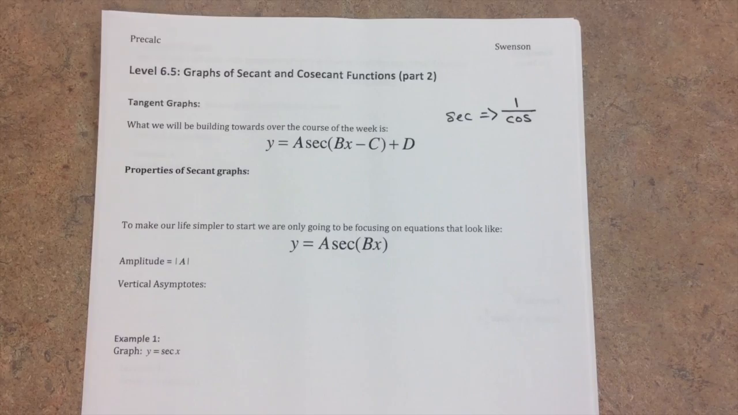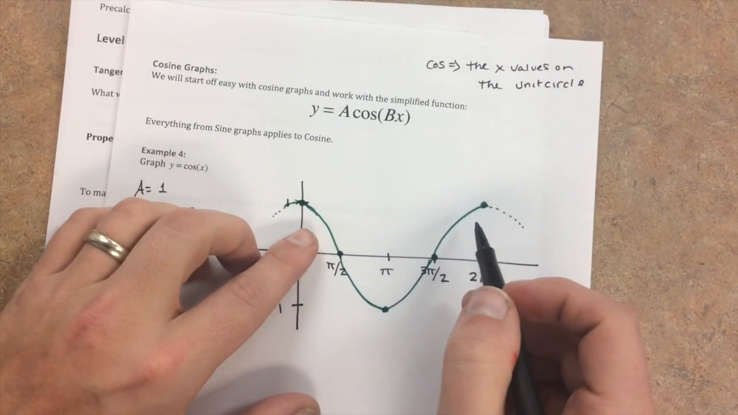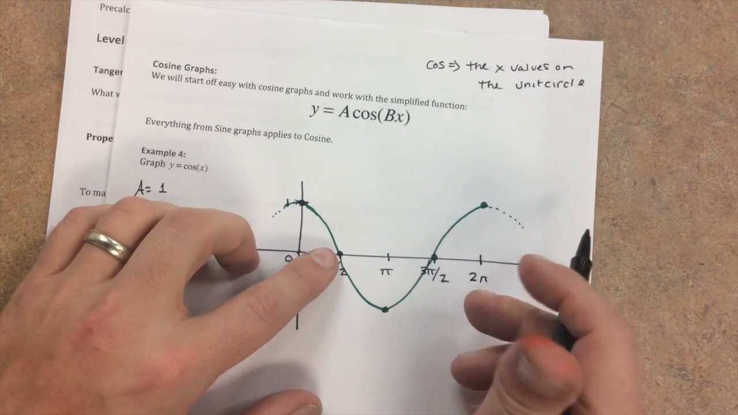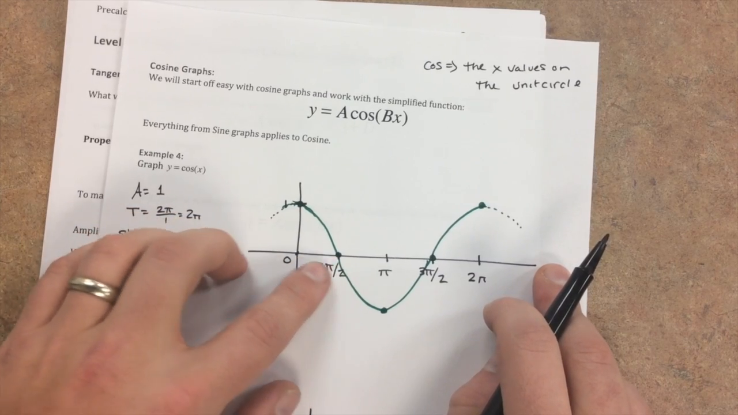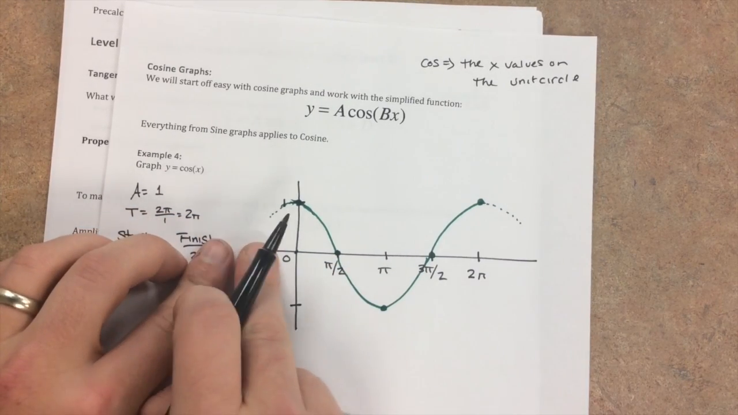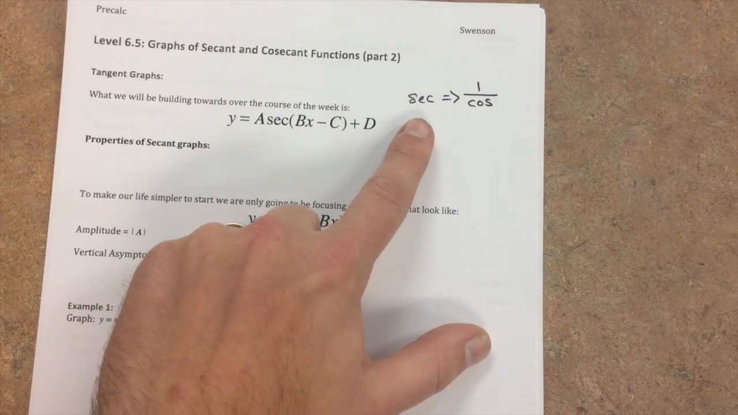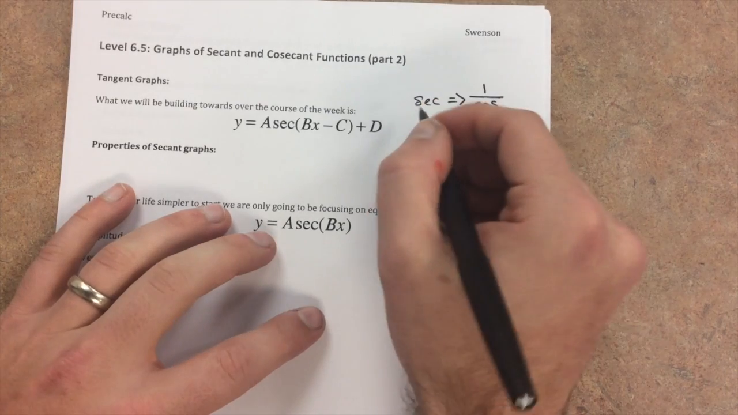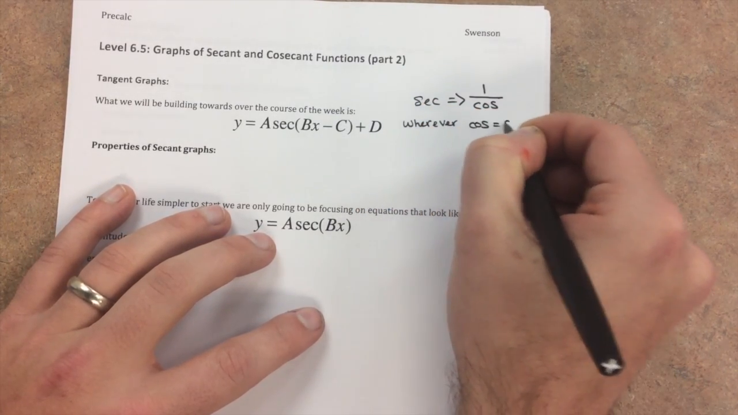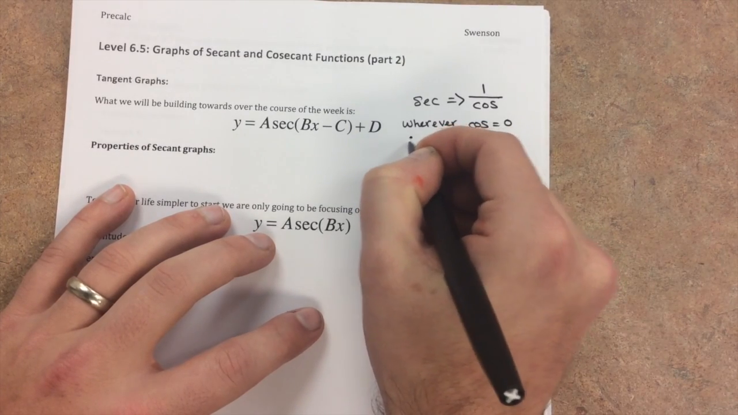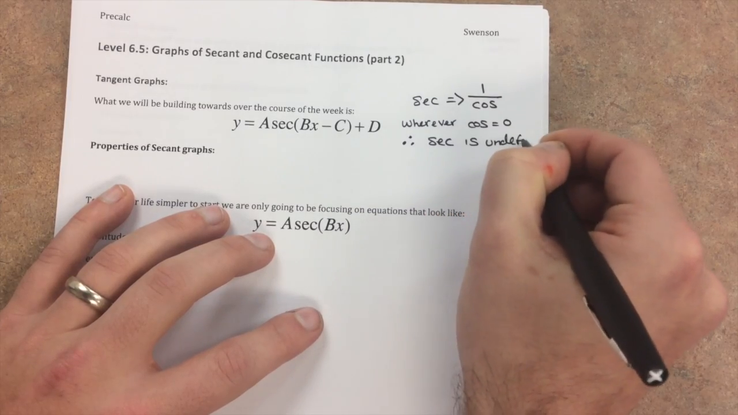Cosine, as we saw before, here, I'll just take out our notes again. Here is our cosine graph. It's 0 at pi over 2 and 3 pi over 2. It'd also be 0 at 5 pi over 2, and if we went backwards, it would be at negative pi over 2. Every time that cosine is 0, secant would be undefined. So wherever cosine is equal to 0, therefore secant is undefined.